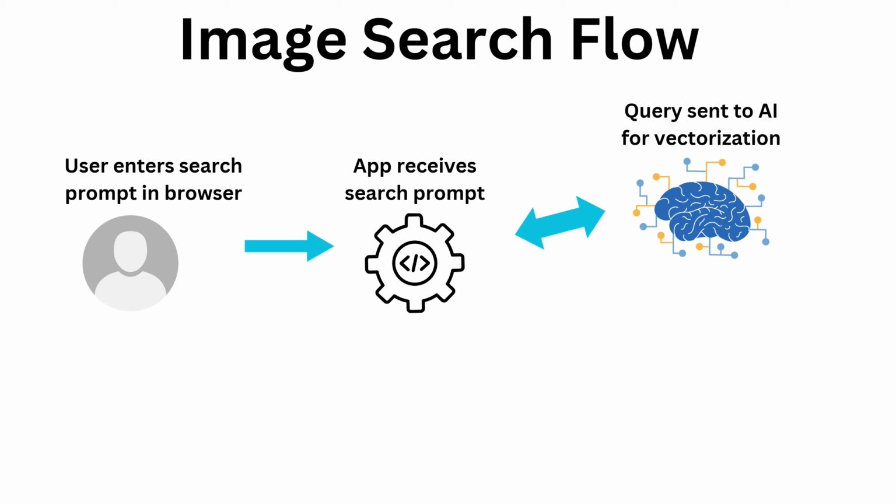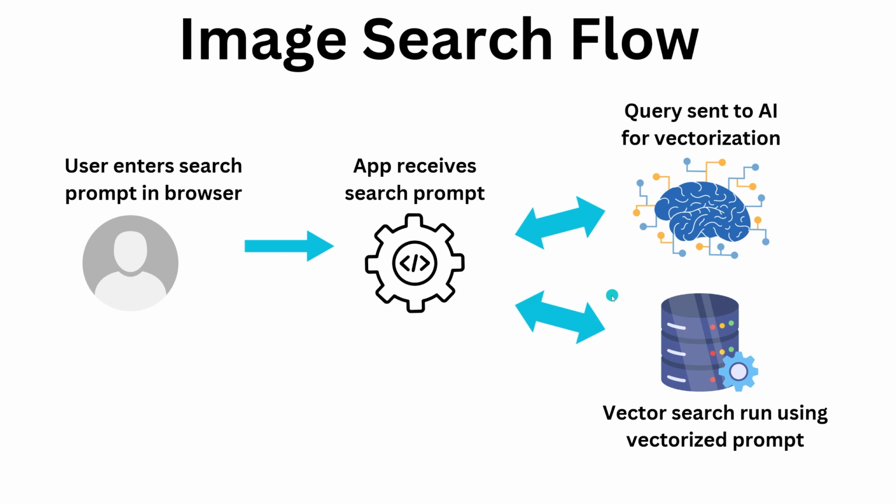So in this case, the AI will create a vector embedding for that text content that captures the meaning or context of that text. And this does need to be the same AI model that generated the vector embeddings for the images so that they are comparable and that they work well together.